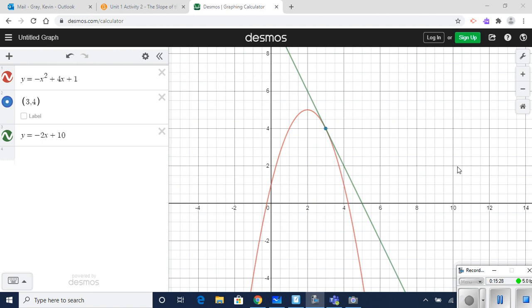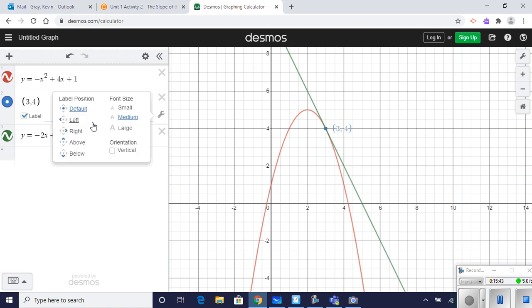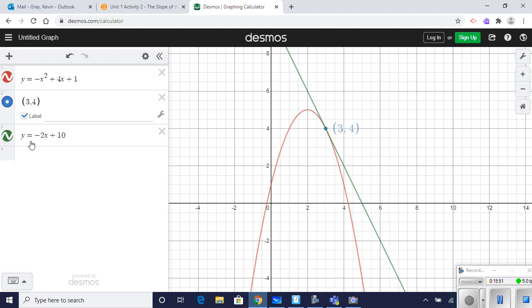There's my original function, y equals negative x squared plus 4x. I plotted my point here. If you don't know how to plot points on Desmos, you just type in the ordered pair (3, 4). If you want to label it, you can on your graph. And you have a wrench tool here to make it a little bit larger if you want. Then I graph my tangent line in green. Negative 2x plus 10 is what I found that to be. So that's all confirmed. That's what it looks like here.